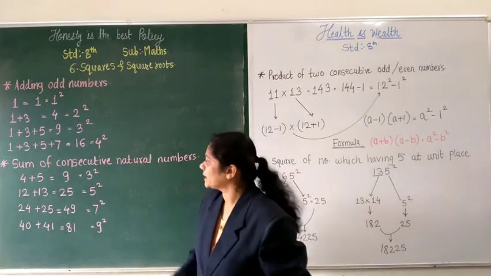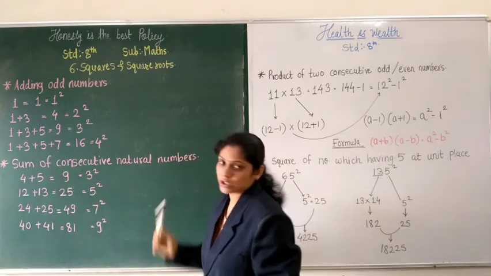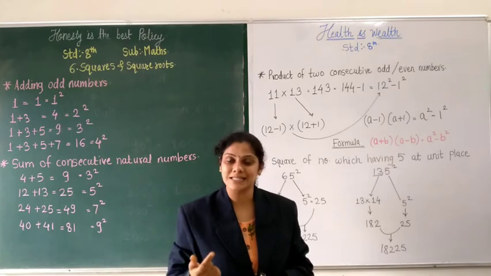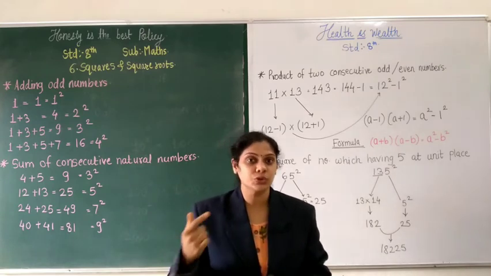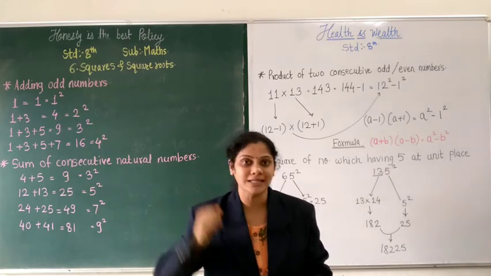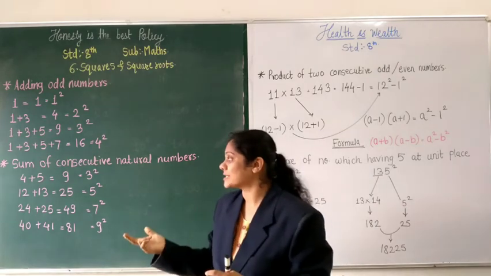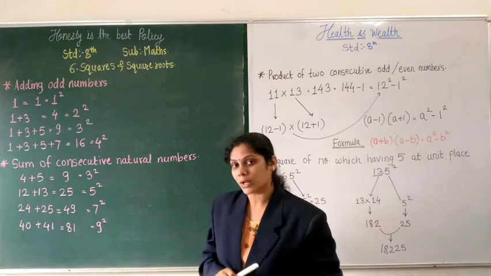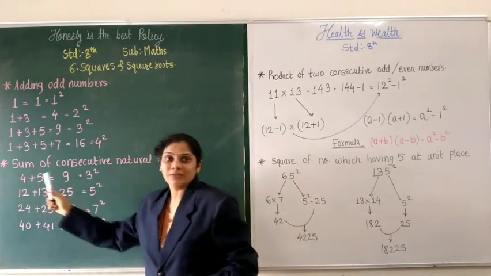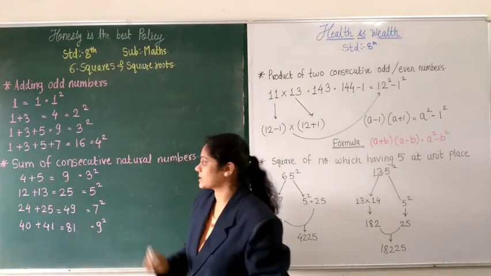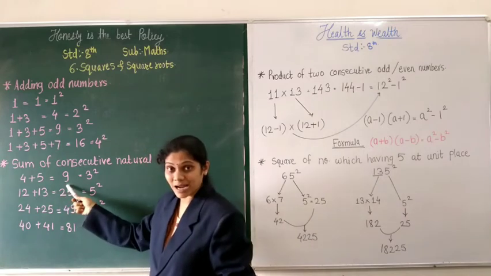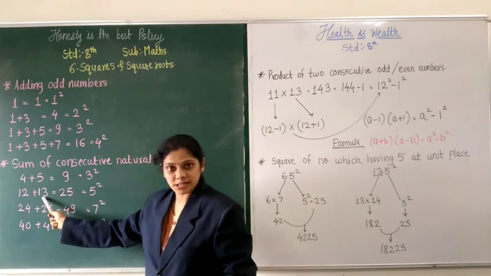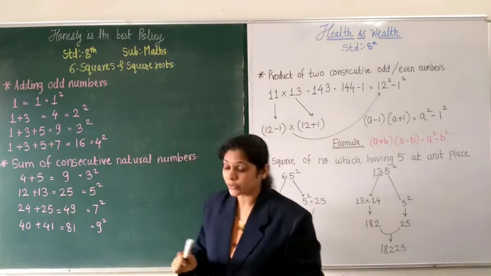Okay. The next point is the sum of consecutive natural numbers. You know very well the natural numbers, that means counting numbers: 1, 2, 3, 4, 5 and so on. These are the natural numbers. And consecutive means which are next to each other. So let's take one more example. 4 and 5 are consecutive natural numbers. If I add these, I get 9, which is the square of 3. 12 and 13 are consecutive natural numbers. Look here carefully.